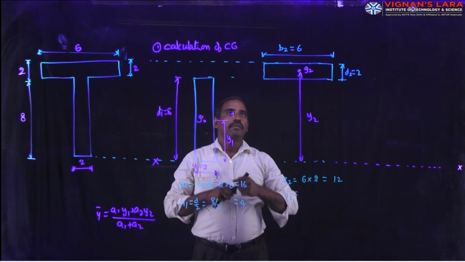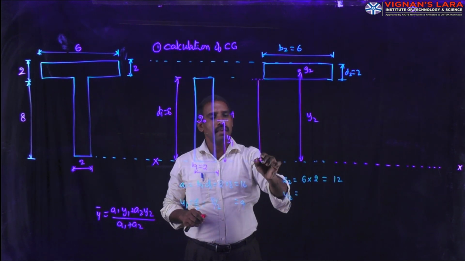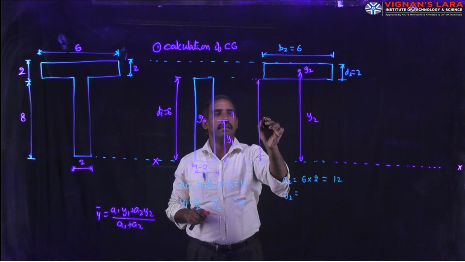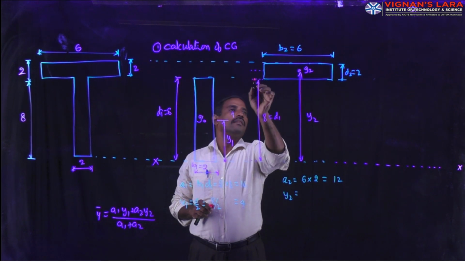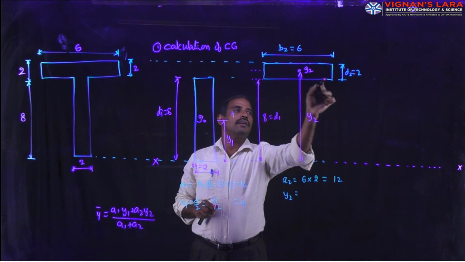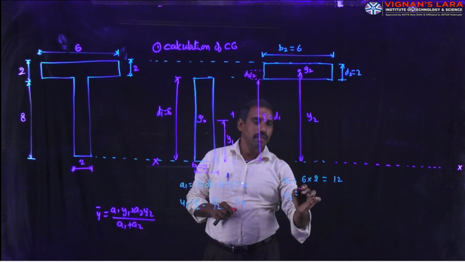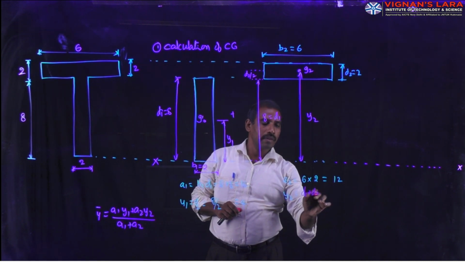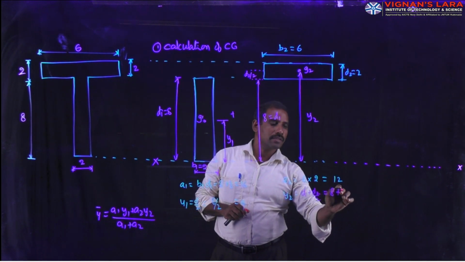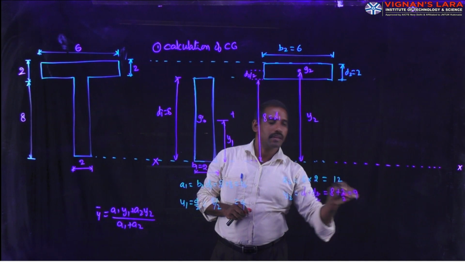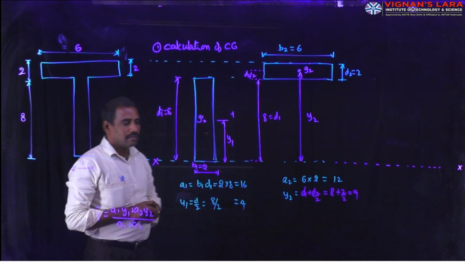We know the distance from the x-axis to the bottom of the rectangle is 8, which is equal to D1. And the centroidal distance from the bottom of this rectangle is always D2 by 2. Therefore, D1 plus D2 by 2, that is 8 plus 2 divided by 2, which is equal to 9. So from this geometry, we know A1, A2, Y1 and Y2.